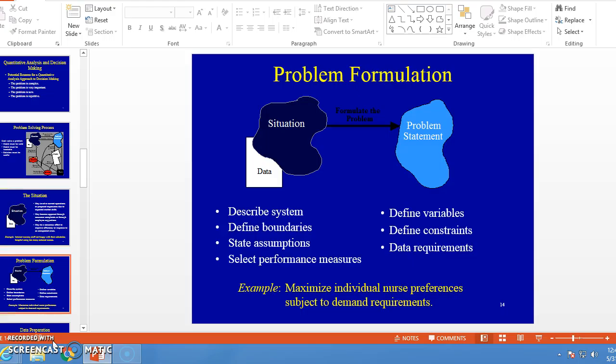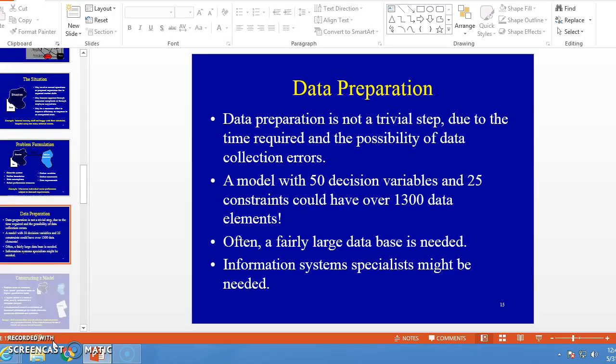The next one is problem formulation. Describe system, define boundaries, state assumptions, select performance measures, define variables, define constraints, data requirements. For example, maximize individual nurse preferences subject to demand requirements.